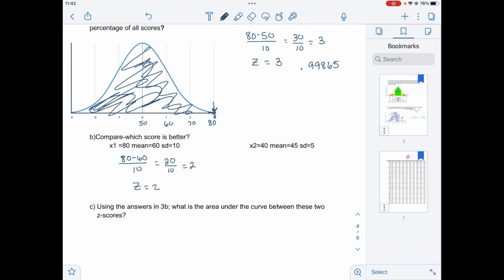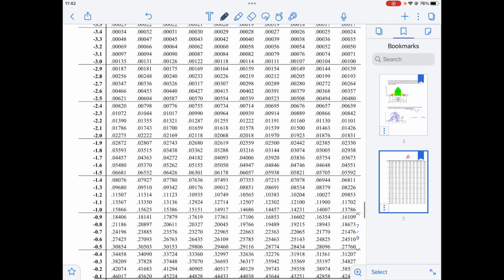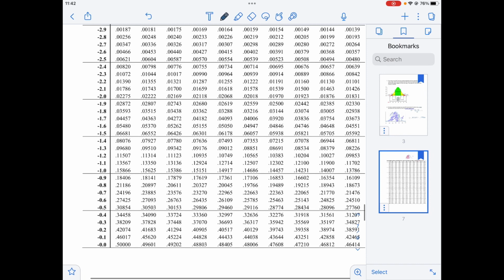Okay. When we look on our table, we can find that the z-score for 2 is 0.97725. Okay. Now, let's go ahead and find this one. We have a raw score of 40 minus our mean of 45 divided by 5. We get a negative 5 divided by 5, which gives us a negative 1. Now, when we look at our table for a negative 1, make sure you're on the negative side. We're looking for just negative 1. We see that that is 0.15866.